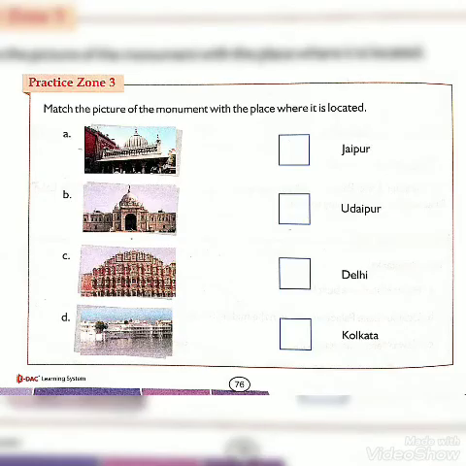Practice zone 3. Match the picture of the monument with the place where it is located. Jaipur, Udaipur, Delhi, Kolkata.